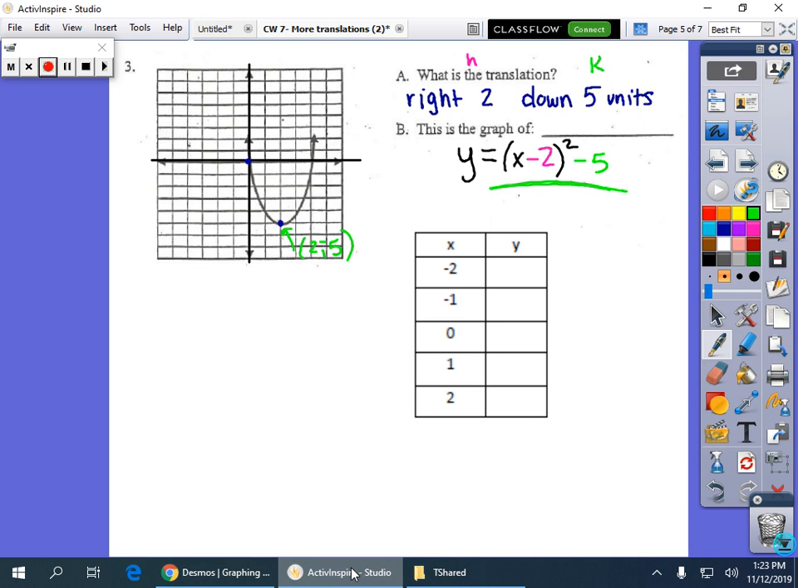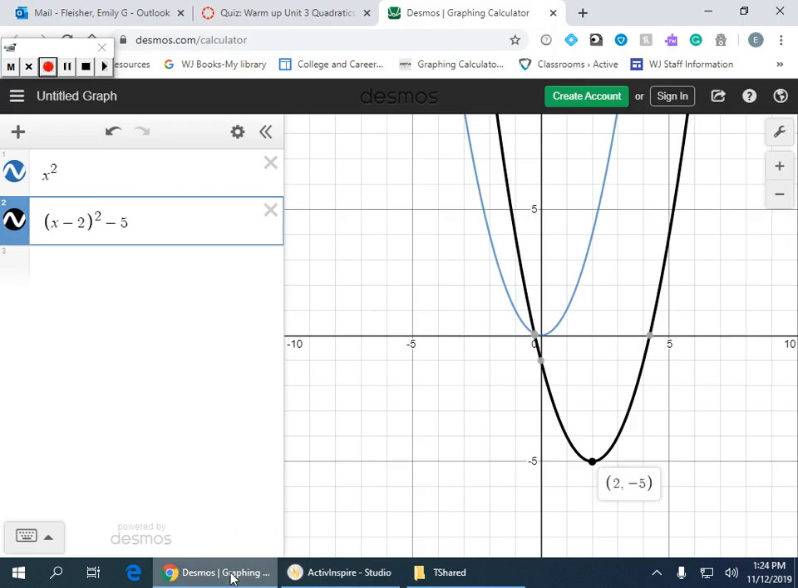So 2, negative 5. The next one is going to be up at negative 4. At 0, it's back up to 0. And we should actually extend this the other way because we really want to see that symmetry. I can figure out what it is at negative 1 and negative 2. If negative 1 is here, it's at 4, and at negative 2, that's off the graph.